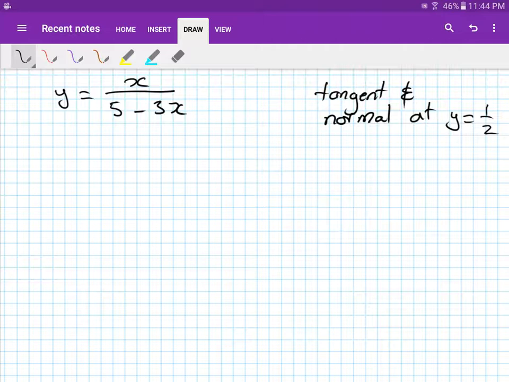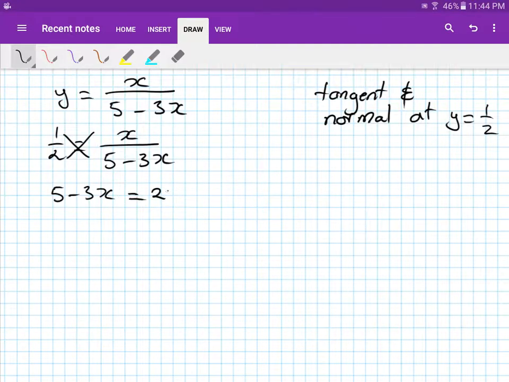Now remember step number one, what do we have to do? Find the point. That's right. At the moment they didn't give me the point, so I need to substitute y equals half to find x first, so I get the point. If y equals half, I put a half equal to x over 5 minus 3x. I cross multiply: 1 times 5 minus 3x is 5 minus 3x, equal to 2 times x, which is 2x.